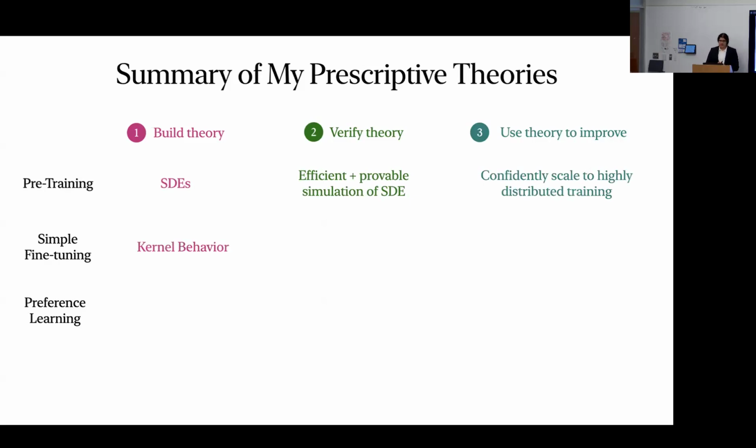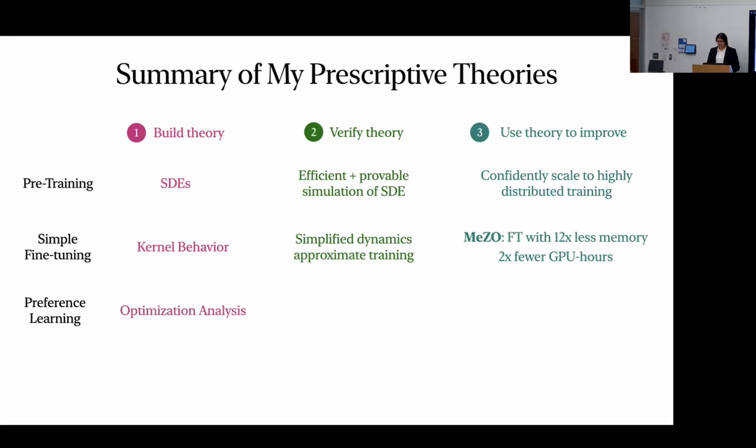In the simple fine-tuning setting, the theory that we used was kernel behavior, which required substantial technical innovation to apply to language models. And we verified that those simplified dynamics can approximate training, and that allowed us to design a very nice optimizer that's memory efficient.